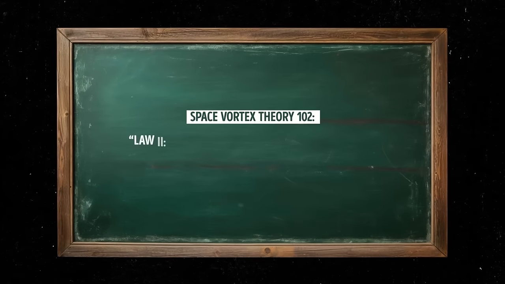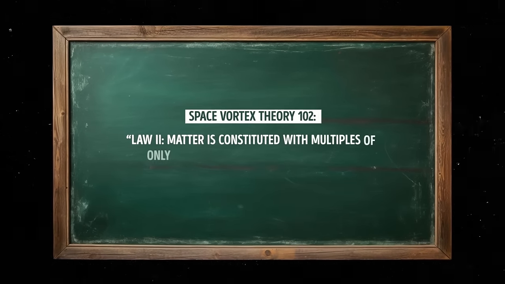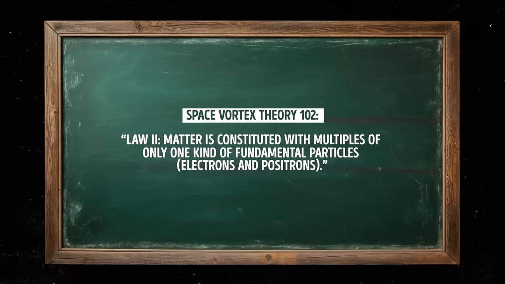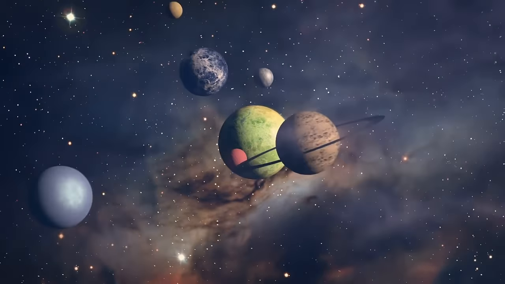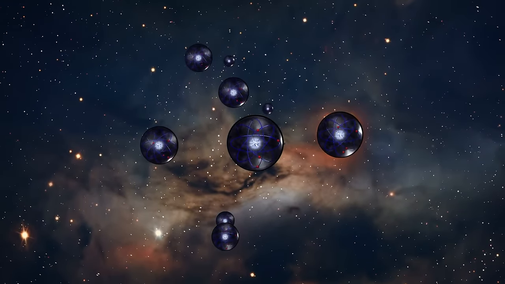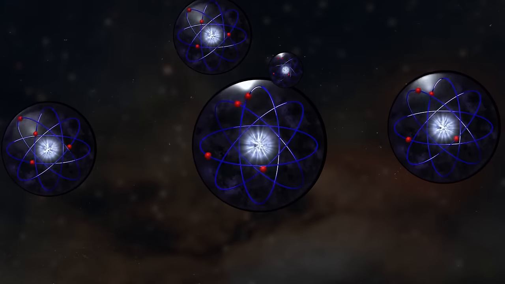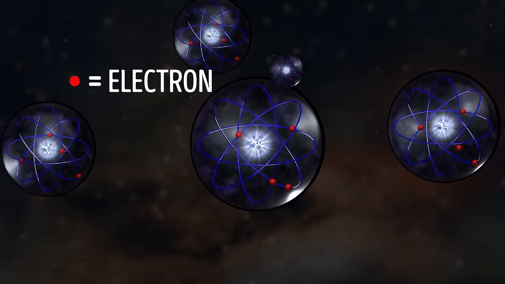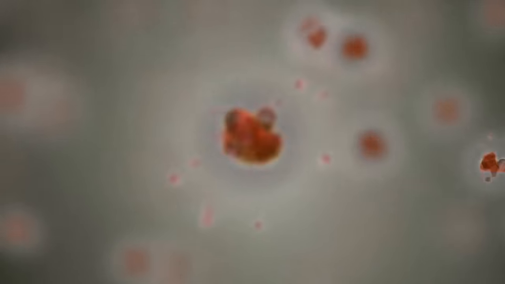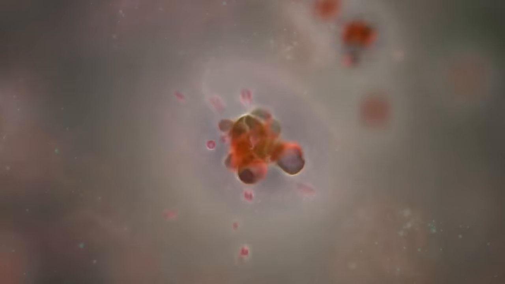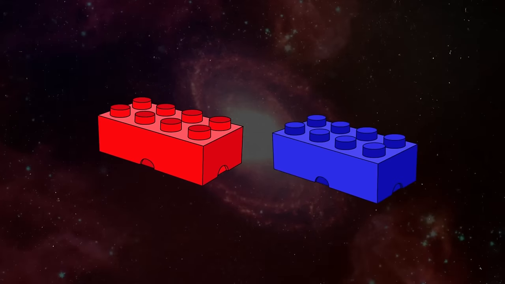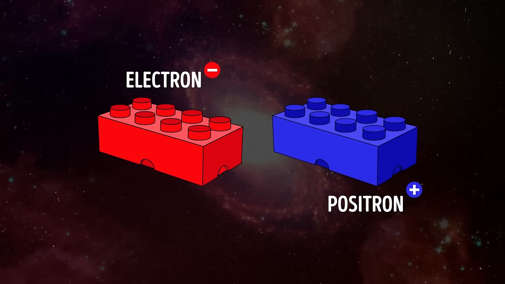Law 2. Matter is constituted with multiples of only one kind of fundamental particles, electrons and positrons. This law states that all matter in the universe is made up of the same fundamental particles, the electron and positron. These two are the Lego blocks we've talked about before. And, according to the second law, these tiny invisible particles make up everything, from a tiny atom to a giant galaxy. Just like no matter what the shape or size our Lego build is, it's still made up of the same building blocks.